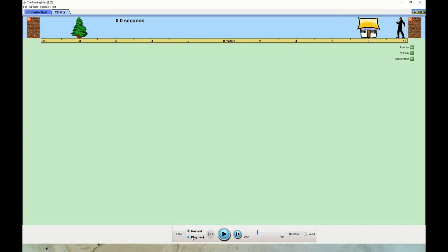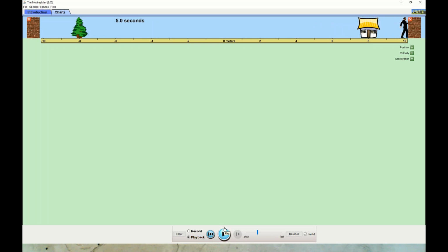Perfect. Okay, let's play that back. So I start him off with a negative speed. He starts off at a position of -10, but he goes backwards with a negative speed. The whole time he's slowing down until he stops at a position of about 4. He turns around, and then he goes forward. So his acceleration is constant the entire time. So he's slowing down, slowing down, stops, speeding up, speeding up.